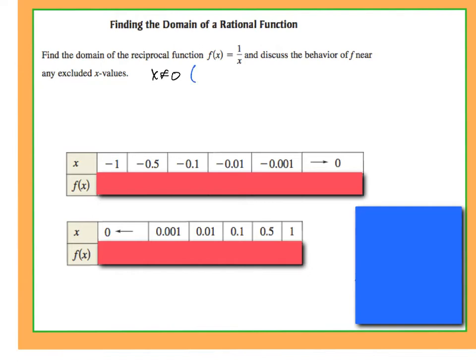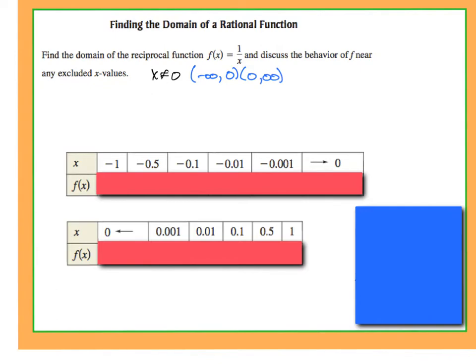How do I write that in interval notation? What's all the way left? Negative infinity. And then it goes to what? 0. And then I can't include 0, so then I start at 0, and then it goes to what? Positive infinity. All right? Now I want to talk about the behavior at x equals 0.